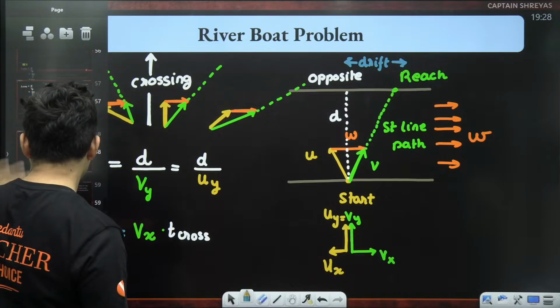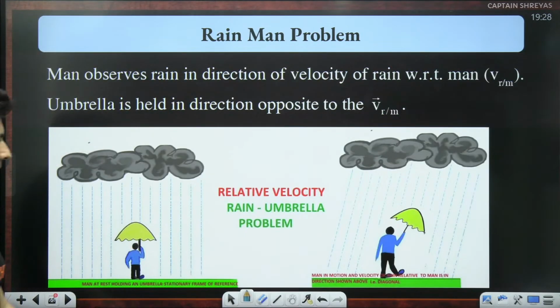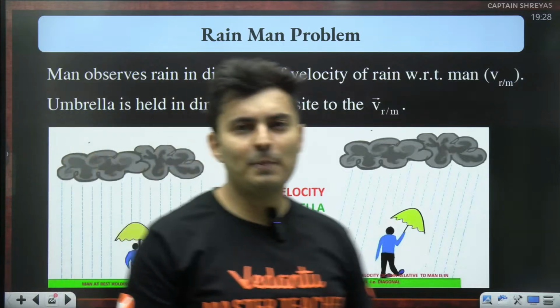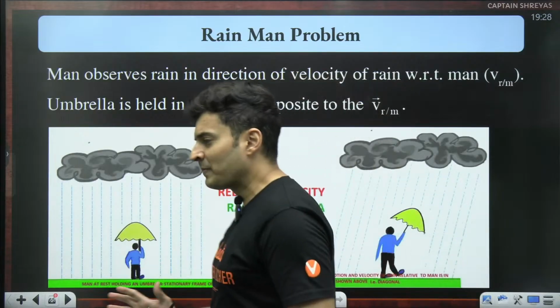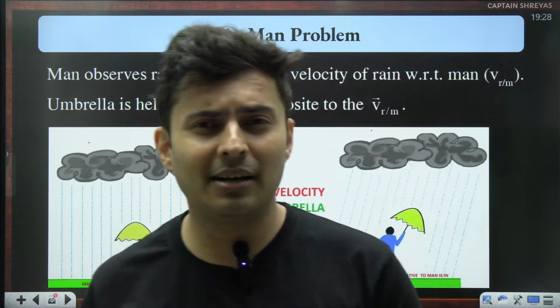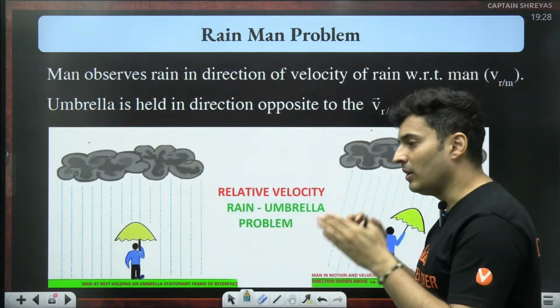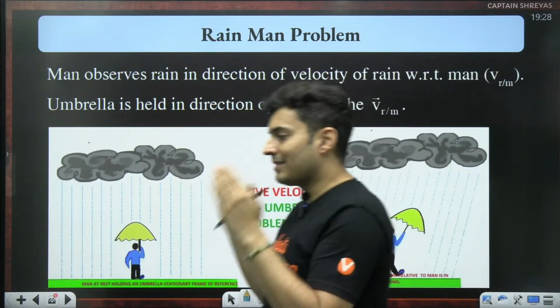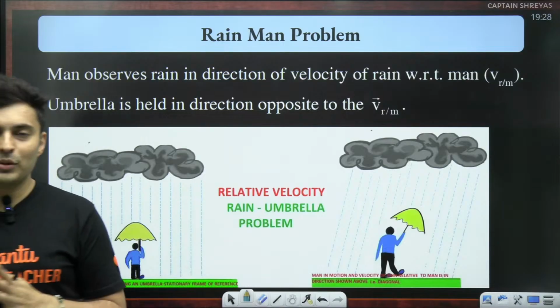So now it's time, I think, for rain man problems. Okay, let's do the final part of this, which is the rain man person question problems, where a person might be moving and you have to decide which direction he should hold the stick of the umbrella so that he does not get wet or gets least wet. Okay, so those are the kind of questions.